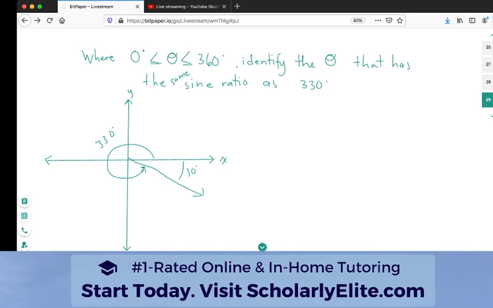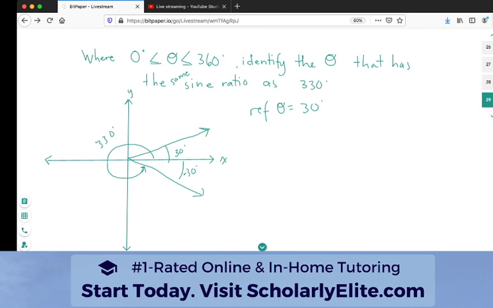First and foremost, what's our reference angle? Well, this is negative 30 actually, so our reference angle is going to be positive 30. Killing it. Alrighty, guys. So we've got positive 30 as our reference angle.